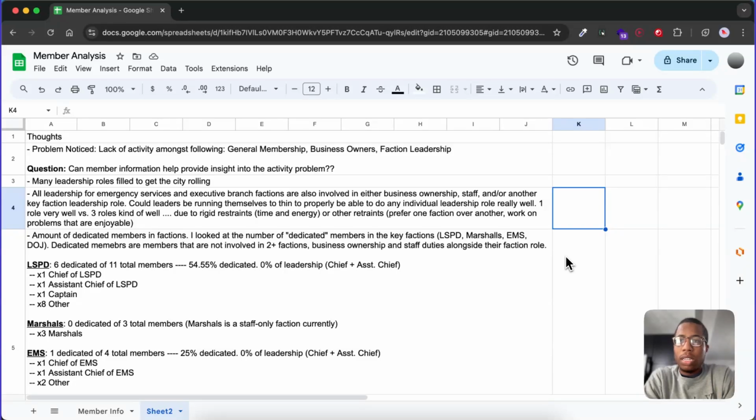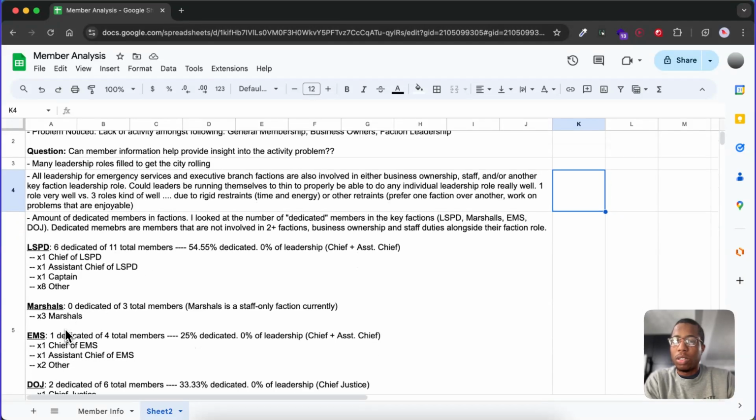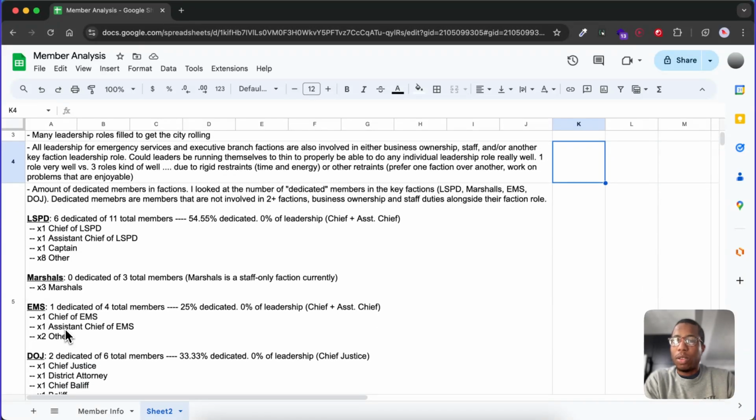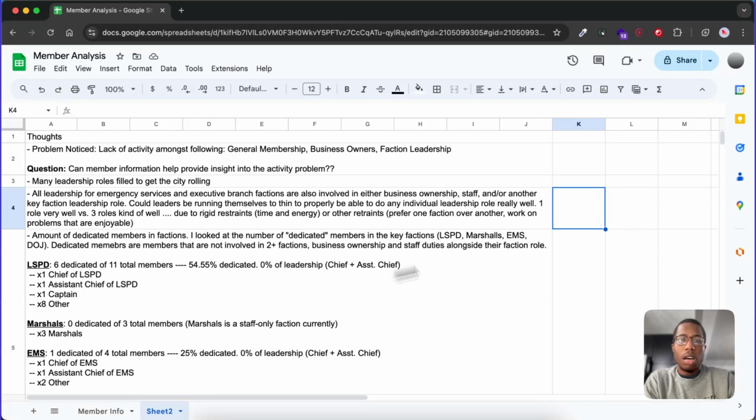So I just got done working on this little spreadsheet here. I'm in a Discord server for a FiveM community, and they're having a problem with a lack of activity amongst general membership, their business owners, and the faction leadership. The factions being like the LSPD, Marshals, EMS, and DOJ. So their emergency services, and then the DOJ. They're just noticing a lack of general activity. No one is showing up to the server, and no one's really being active.